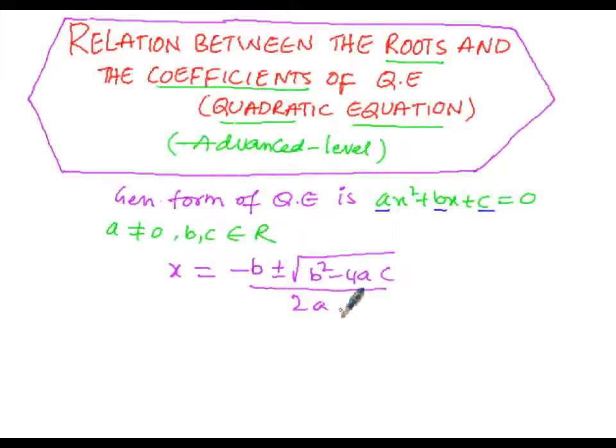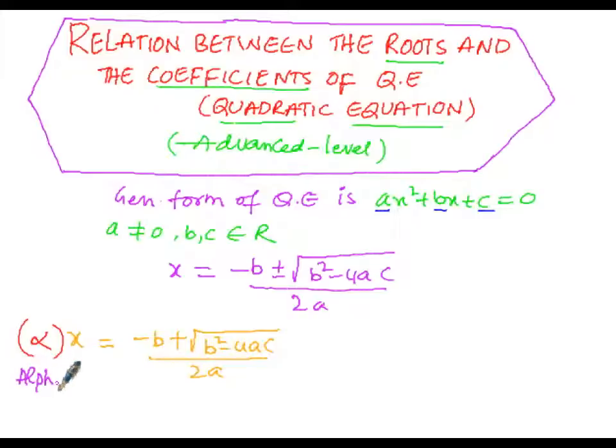So here there are two roots, because the given general form of a quadratic equation is ax square plus bx plus c equals to 0. Here the highest degree is 2, that is x square, therefore it has two roots. One we can write as x equals to minus b, with the positive sign, plus root of b square minus 4ac overall divided by 2a is the first root. I am assuming the first root as alpha.